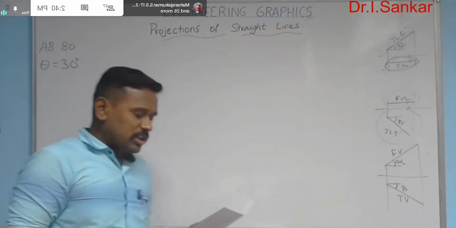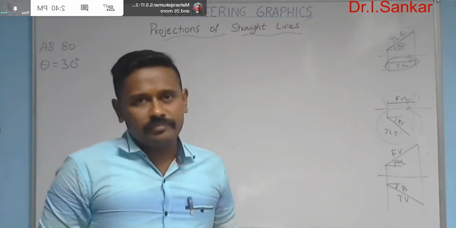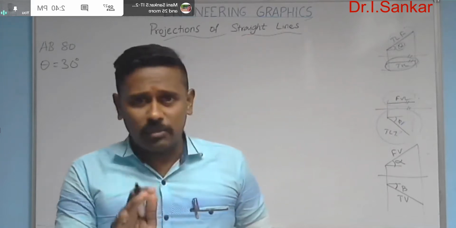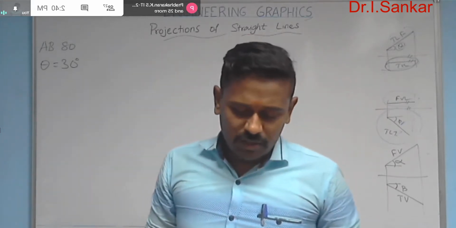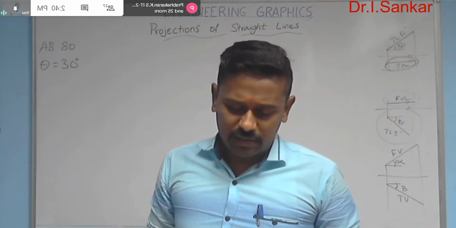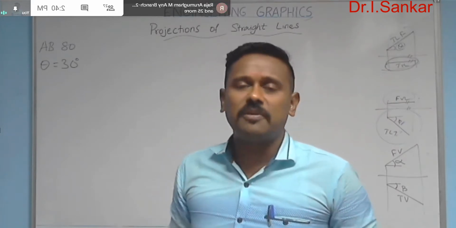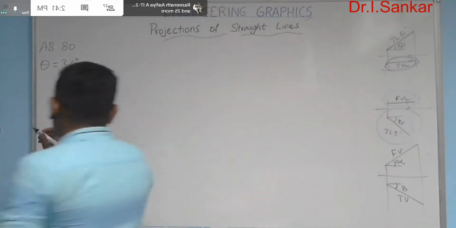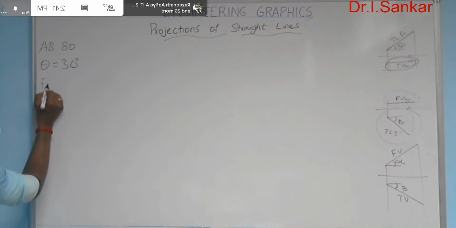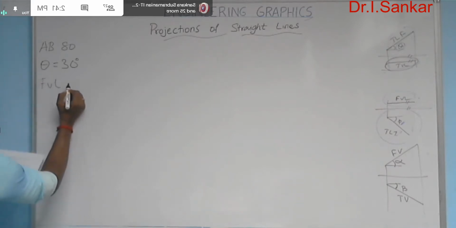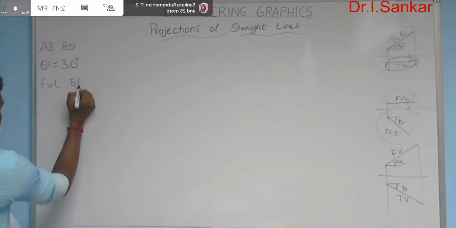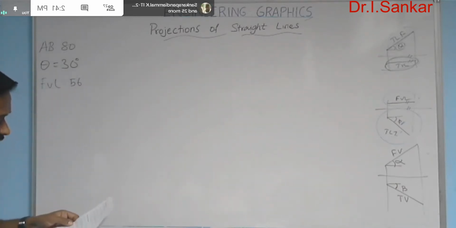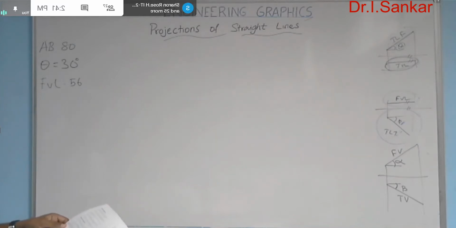The front view is 56 mm long. See, the line's own length, the true length, is given as 80 mm in the first statement. Now once again we have length-related data, that is, the front view is 56 mm long. This is nothing but the front view length, FVL. The front view of the line measures 56 mm.